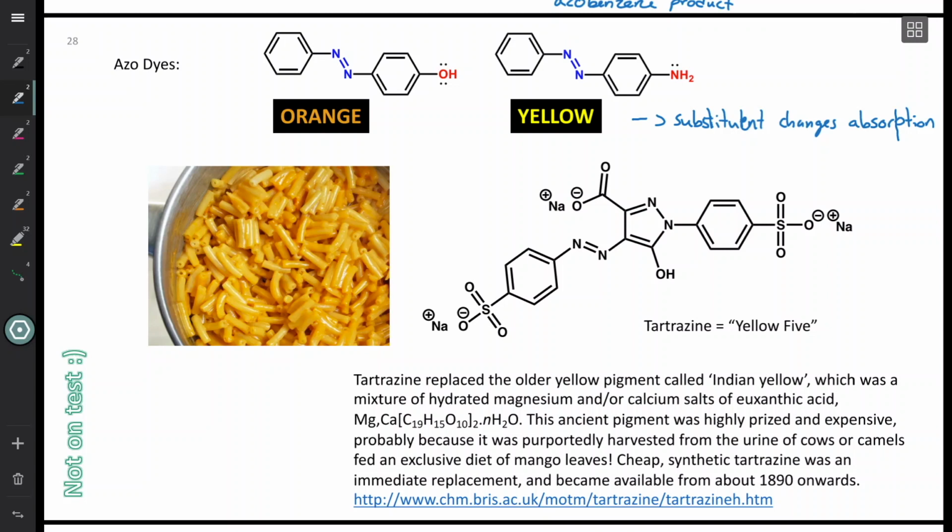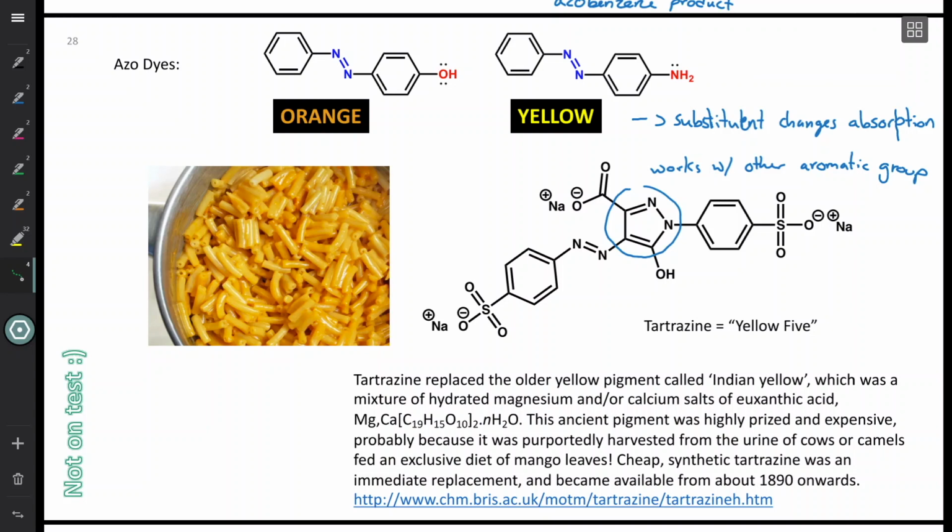And you can make these azo compounds pretty complex. It does work with other aromatics, right? Doesn't necessarily have to be benzene. This is yellow 5, tartrazine. And so it's obviously in a lot of foods, Doritos, I think, and Kraft macaroni and cheese. It's a bright orange dye.